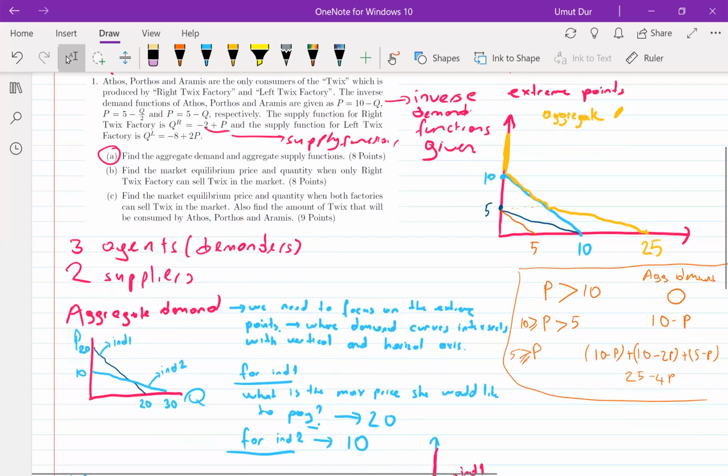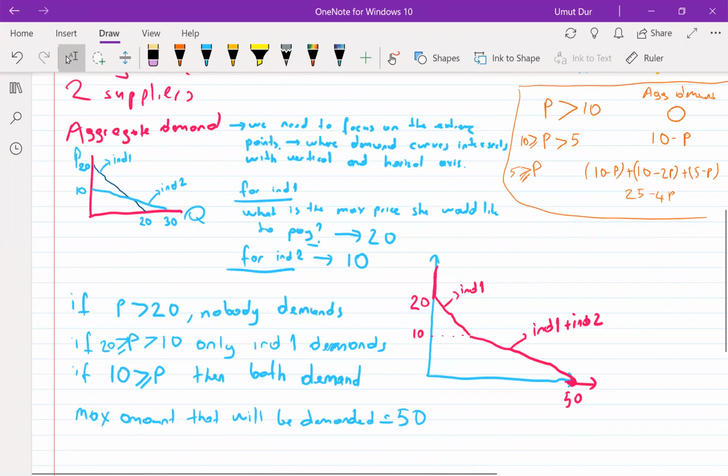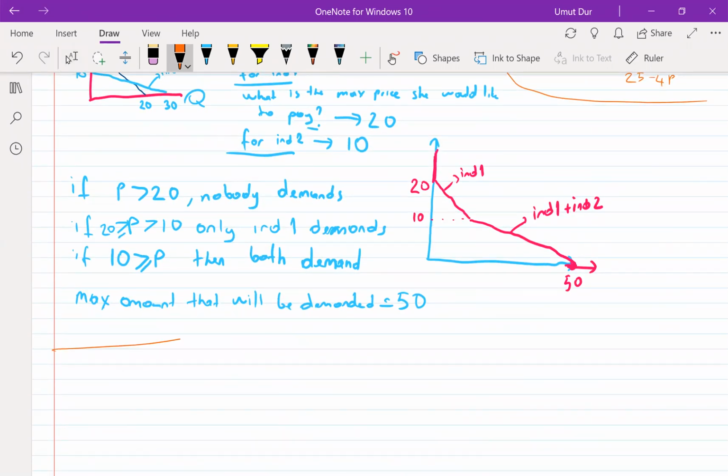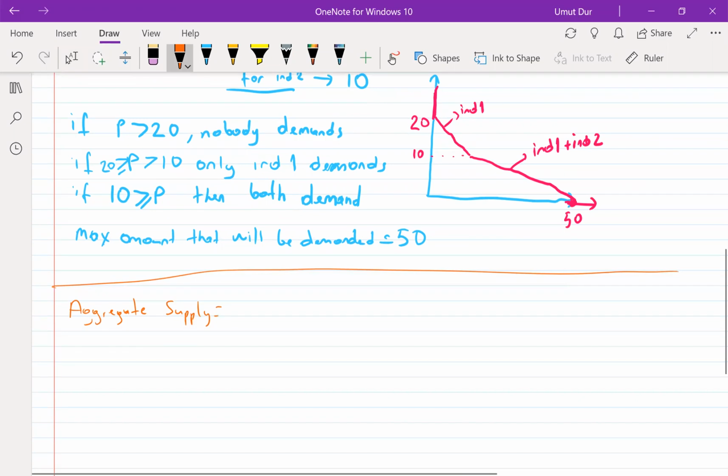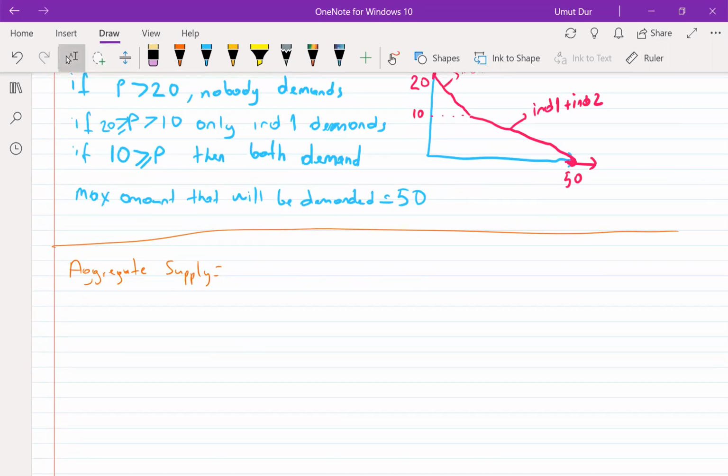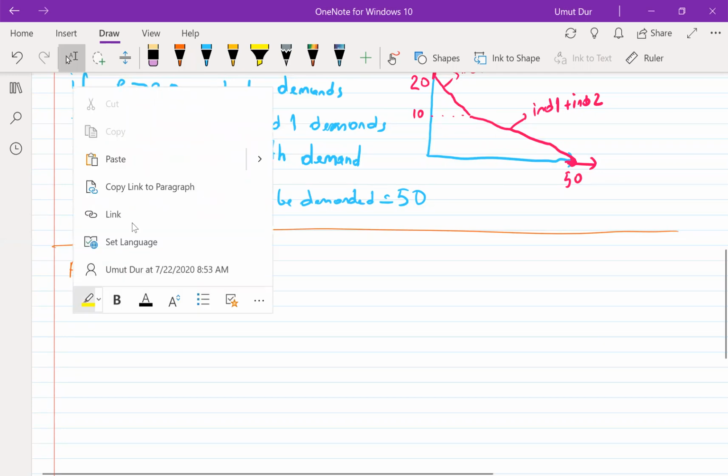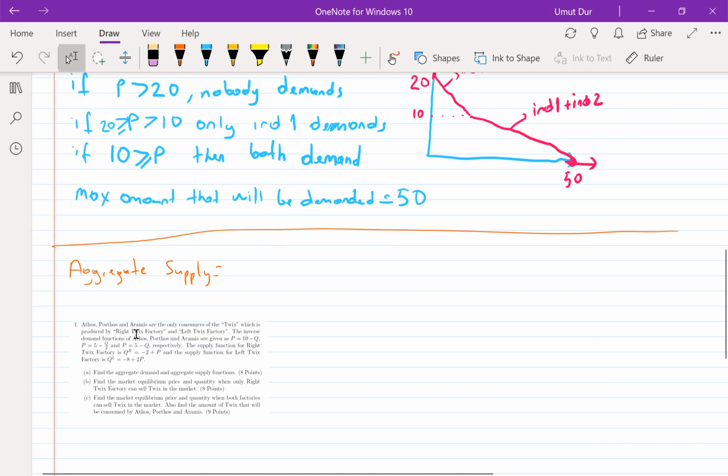Then let's try to do the aggregate supply. We follow the same logic here for the aggregate supply. So let me paste the question here again to follow it easily.